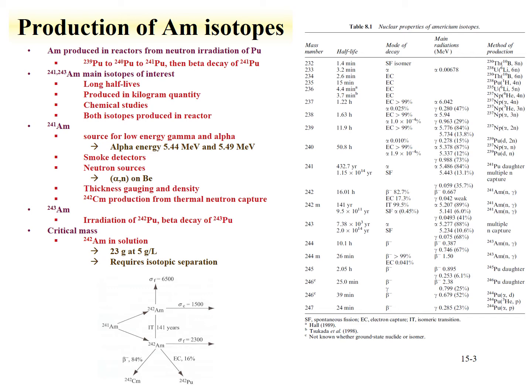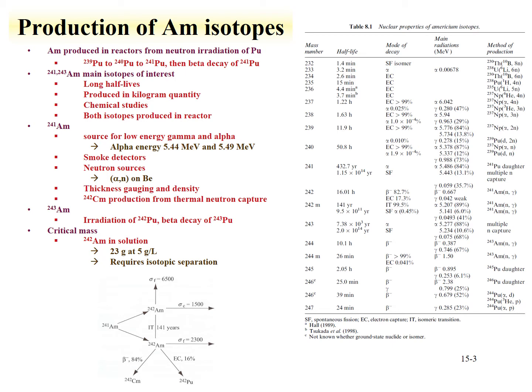One of the isotopes of americium, the 242, as shown here, has very large cross sections. Both the 242m and the 242 have fission cross sections which are above 1,000 barns. The americium-242 can actually achieve a critical mass with just 23 grams in a 5 gram per liter solution. Obviously, this would require the production of isotopically pure americium-242.